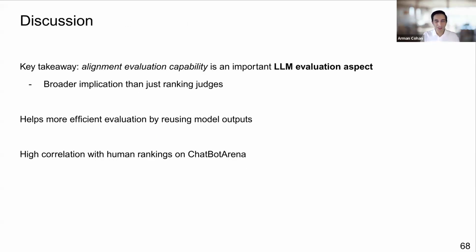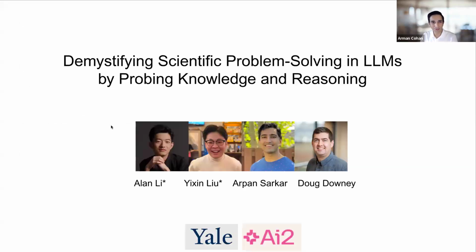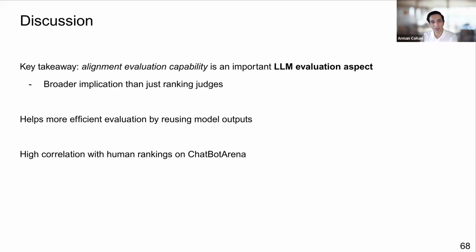The key takeaway, I know there were a lot of details on how this study was done, but what I hope people take away is that LLM evaluation capability can be another dimension that should be studied more. It might have broader implications than just ranking judges, because we could use it to design other benchmarks or evaluators to know if models are generally good at alignment. It helps with more efficient evaluation by reusing the model outputs, and it has high correlation with human rankings on Chatbot Arena. I don't think I will have the time to cover the third work, so maybe I can just stop here. If people have questions about the third work, I can talk offline.